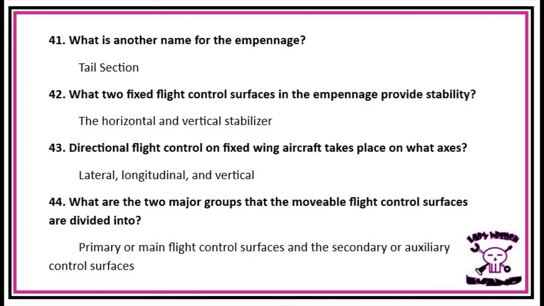41. What is another name for the empennage? Tail section. 42. What two fixed flight control surfaces in the empennage provide stability? The horizontal stabilizer and the vertical stabilizer.